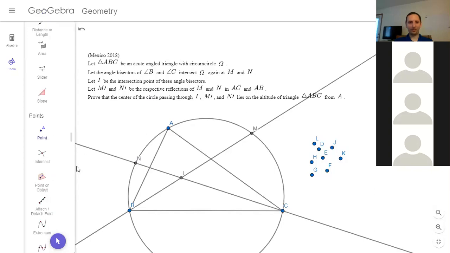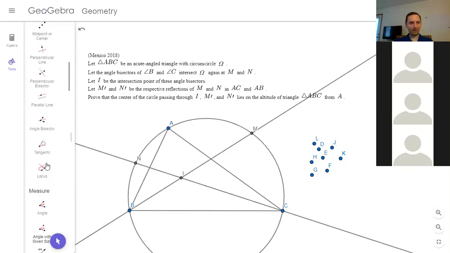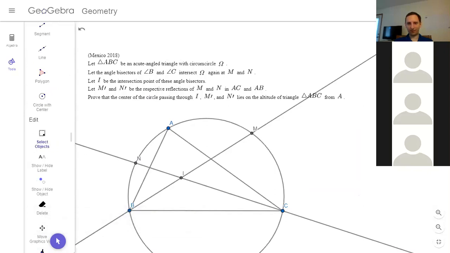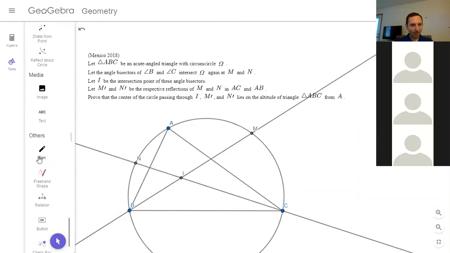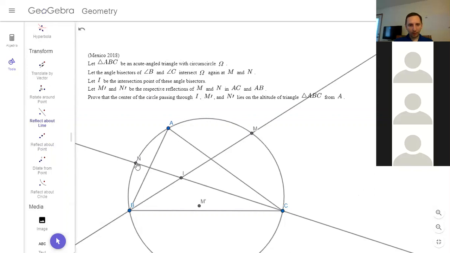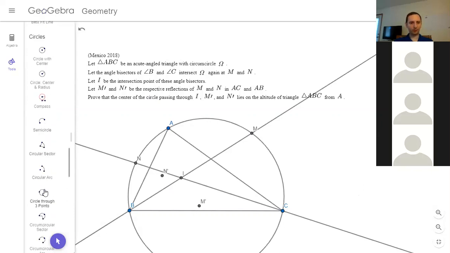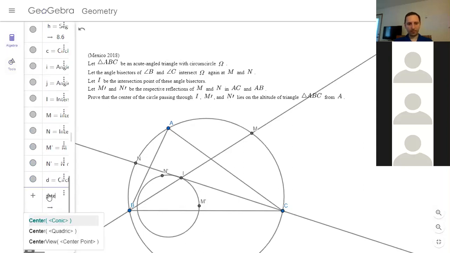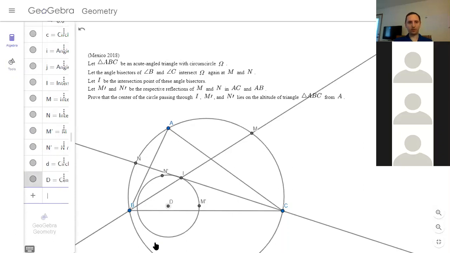M prime and N prime. Let me delete the mess I just made. Wait, how do I? Yeah, there we go. Delete all that. Reflect. So you get M prime and N prime there, and show that the center of that circle lies on the altitude. Okay, that's kind of interesting. So the center of this circle, we want to show center of D lies on the altitude of A.